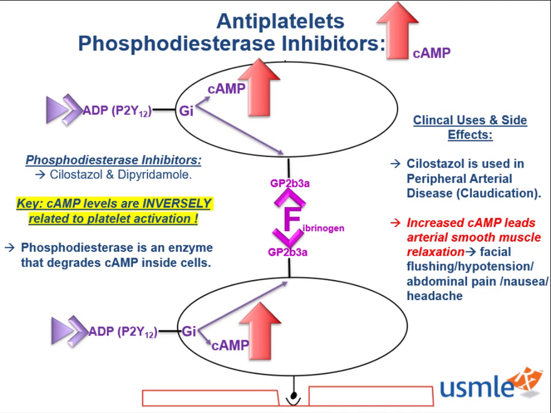Increased cAMP levels in arterial smooth muscle cells leads to their relaxation. The relaxation of arterial smooth muscle cells leads to the clinical symptoms of facial flushing, hypotension, abdominal pain, nausea, and headache. Blood vessels are relaxing all over the body, so these vague symptoms actually make sense. Okie dokie, let's now cover GP2B3A antiplatelet drugs.